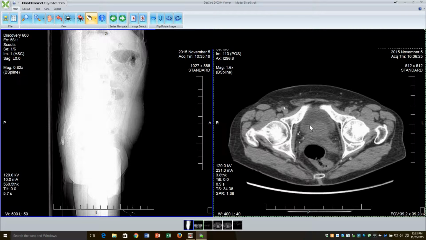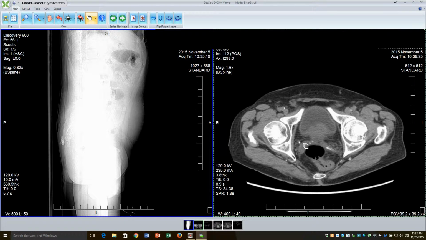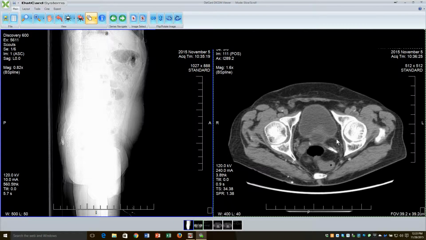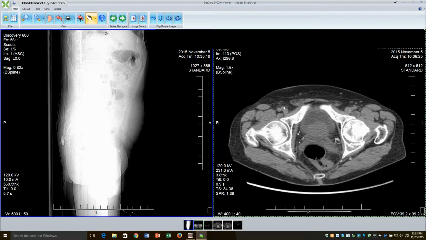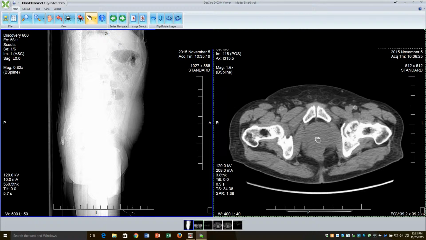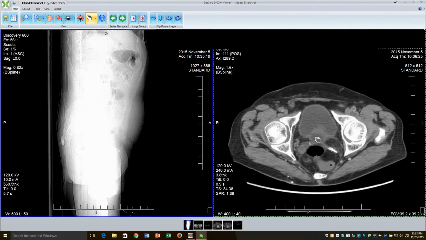He has a pretty generous sized prostate gland, and I think the report said he was on Flomax for BPH. He also has some small calcifications here. Probably these are not calcifications within the prostate. Here we see some calcifications within the prostate. These are benign, usually don't mean anything.